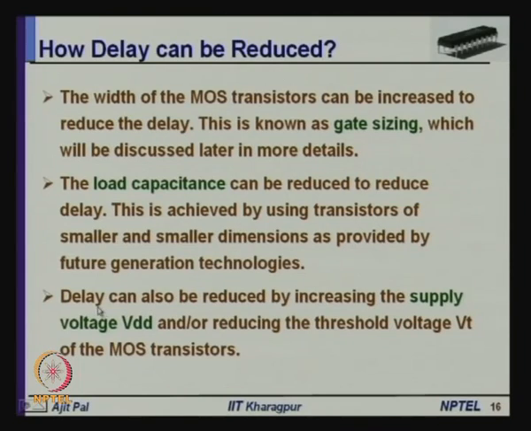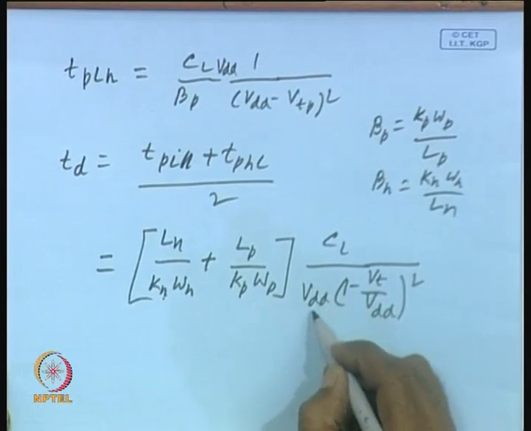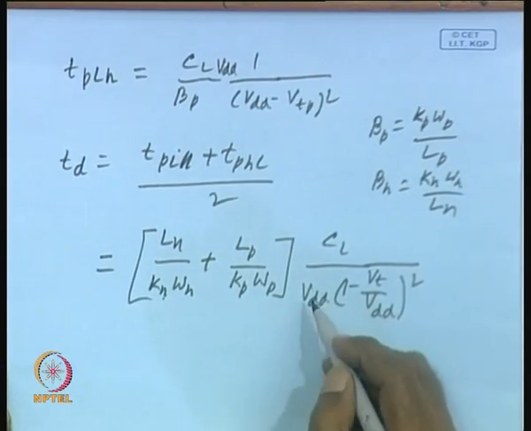And the last factor is that delay can also be reduced by increasing the supply voltage Vdd. We have seen in this expression Vdd is present here. So, by increasing Vdd, the delay can be reduced, but unfortunately as you increase the supply voltage, the power dissipation increases, because power dissipation is proportional to Vdd square. That is the reason why normally we do not want to increase the supply voltage; rather the supply voltage has to be reduced, but we have to see how the performance can be maintained even when the supply voltage is reduced. That is the challenge of low power design.